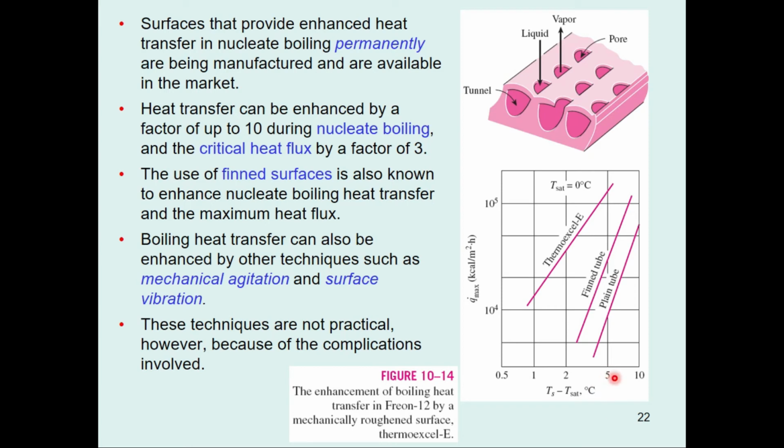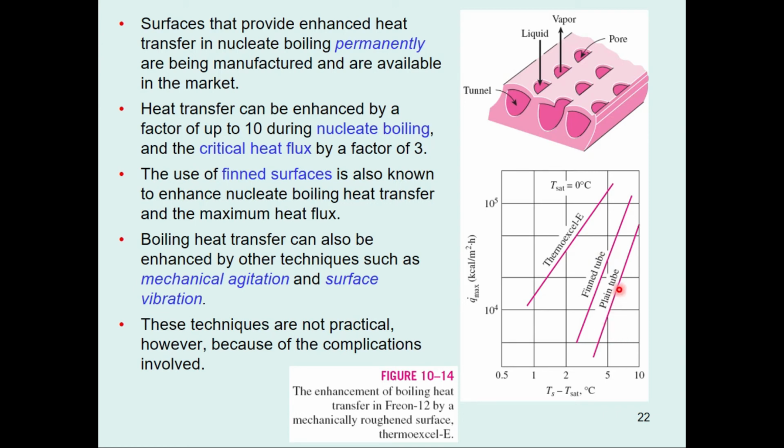If the value of delta T excess is 5 degrees centigrade, for the plain tubes the boiling heat flux would be at this value, right? And for the finned tubes at 5 delta T excess, the boiling heat flux increased, right? And for a special geometry, that is Thermoexcel, it will have the maximum value of the boiling heat flux. So these are the three different lines which represent the three different geometries.